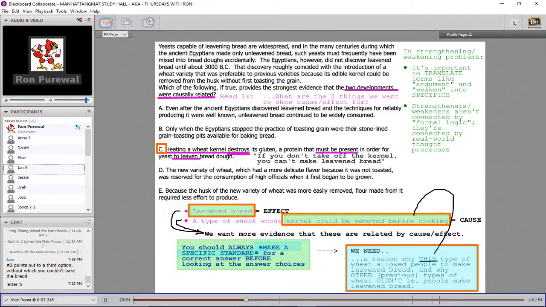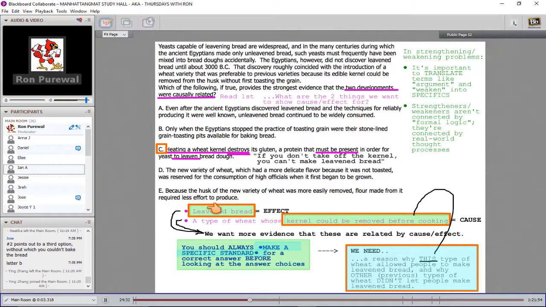Number 2. I don't know what you mean by number 2. That's the third option. Choice B still has nothing to do with making leavened bread. There's no indication that toasting pits would affect leavened bread differently from other bread.